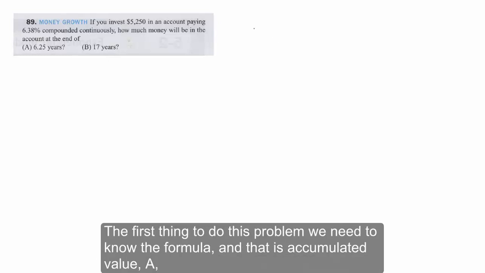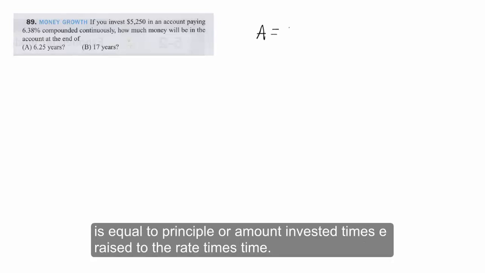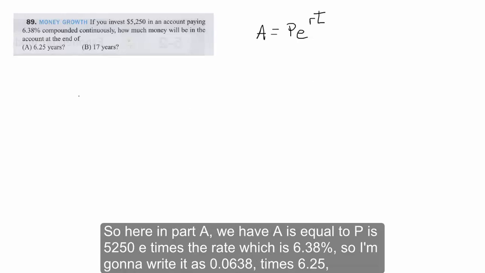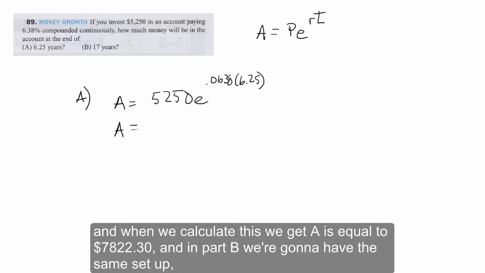The first thing to do this problem, we need to know the formula, and that is accumulated value, A, is equal to principal, or amount invested, times e raised to the rate times time. So here in part A, we have A is equal to P is 5,250, e times the rate, which is 6.38%, so I'm going to write it as 0.0638 times 6.25.